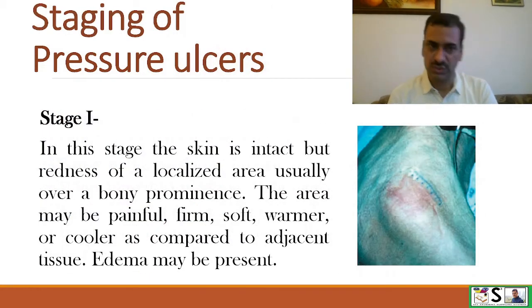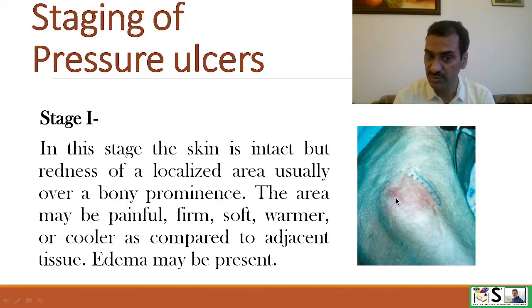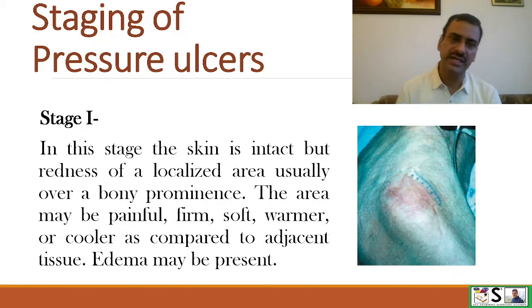Staging of the pressure sore. There are 4 stages of pressure ulcers or bed sores. Number 1, stage 1. In this stage, skin is intact but there is redness of a localized area usually seen over the bony prominence, like this. The area may be painful, firm, soft, warmer and sometimes cooler as compared to the adjacent tissue. Edema may be present.